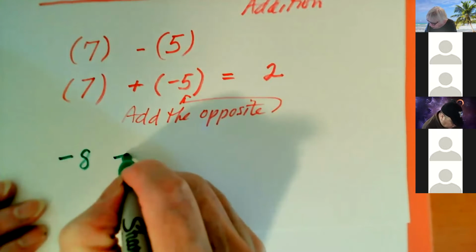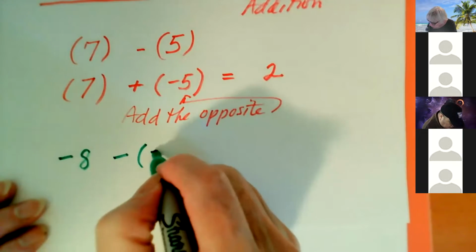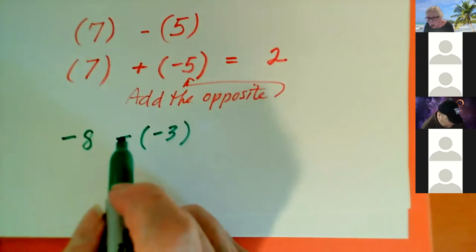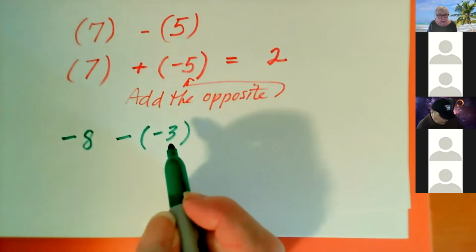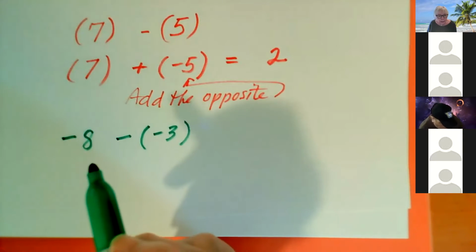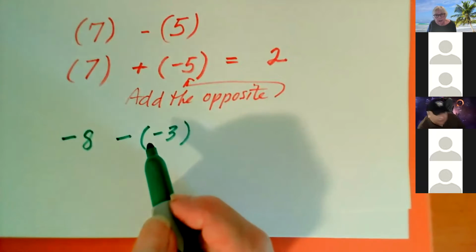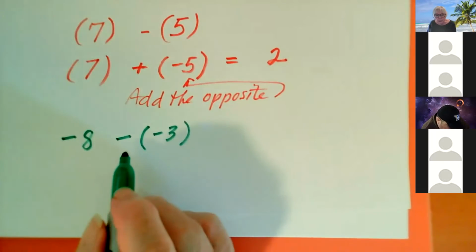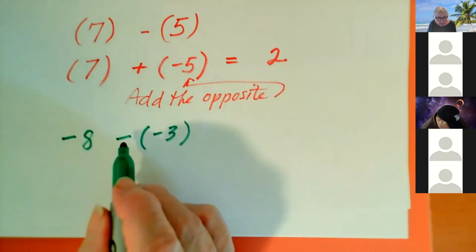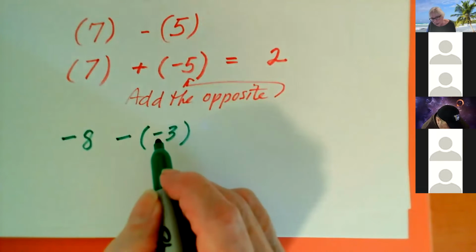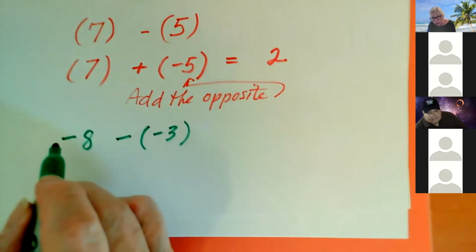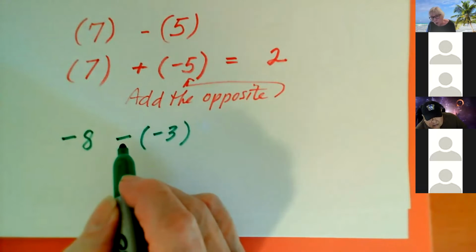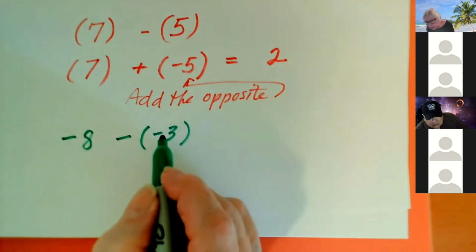-8 subtract -3. So once we start throwing these negatives around, then fixing this to addition is going to really help. We can clearly see it says subtract. That's the sign that says subtract. This sign is telling us -3, this sign is telling us -8, but this is subtract. Or if you like, do the opposite of -3.